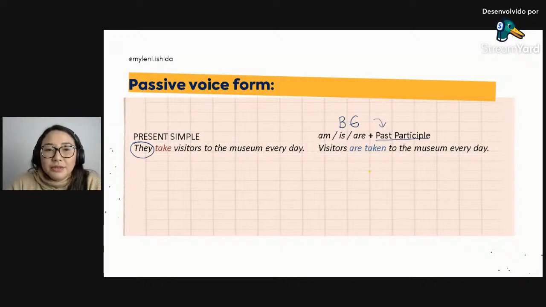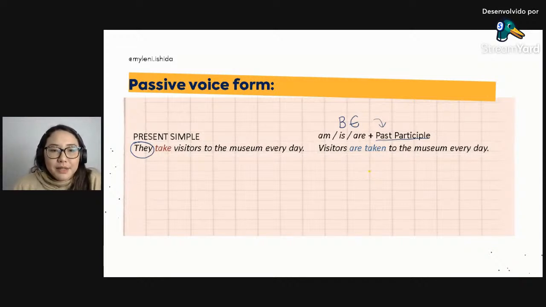Past participle, if you want to remember, is the third column of the verb. When we study English, probably you have that at home. If you have studied at schools, you have a list of verbs, and then you have first column, the verb in the infinitive, second column, the verb in the past simple, third column, the verb in the past participle. Okay? So this is the third column. If you have a list at home, this is how you are going to use it, okay? The third form of the verb, the third column, okay?